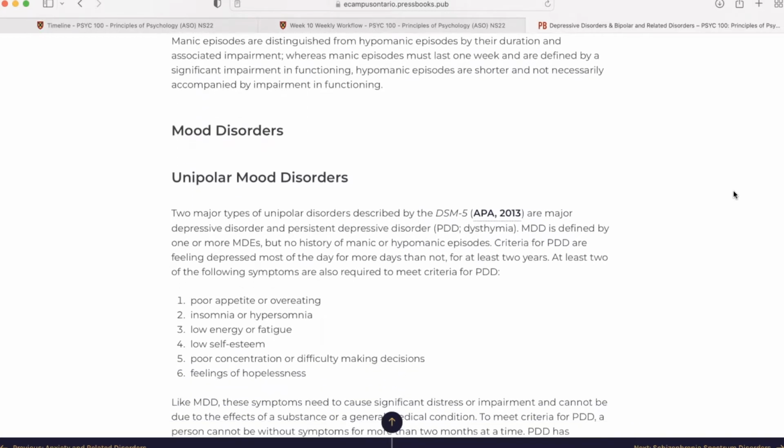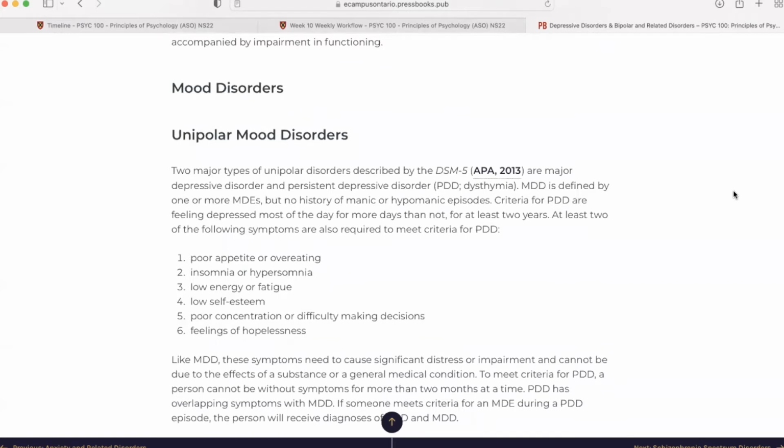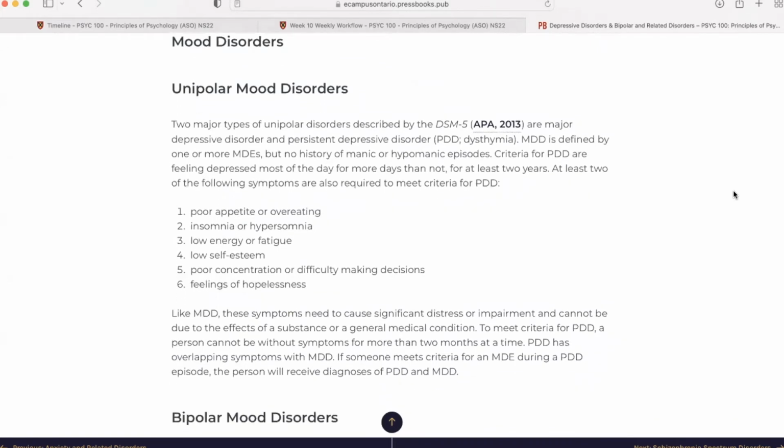Next is mood disorders. Unipolar mood disorders. 2 major types of unipolar disorders described by the DSM-5 are major depressive disorder and persistent depressive disorder. MDD is defined by 1 or more MDEs, but no history of manic or hypomanic episodes. Criteria for PDD are feeling depressed most of the day for more days than not, for at least 2 years.